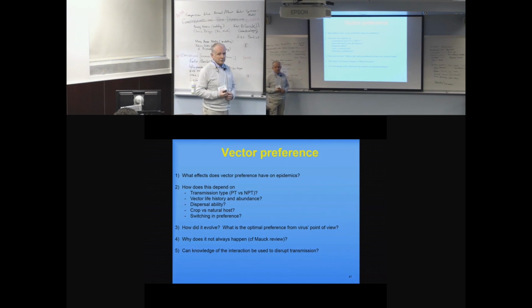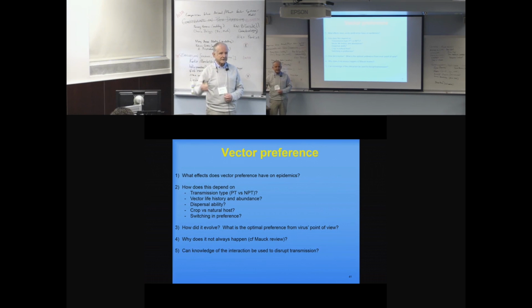But there are some key questions, I think, in terms of vector preference. What effects does it have on epidemics? Well, there's been previous work done by Sonny and by Mark Sisterson and some recent work in California on this. But there are still some questions that need asking. How does it vary between persistent transmission and non-persistent transmission? How does it relate to vector life history and abundance, dispersal ability, crops or natural hosts? And perhaps an interesting feature, is it possible that a vector, once it's infected, can switch in its preference?